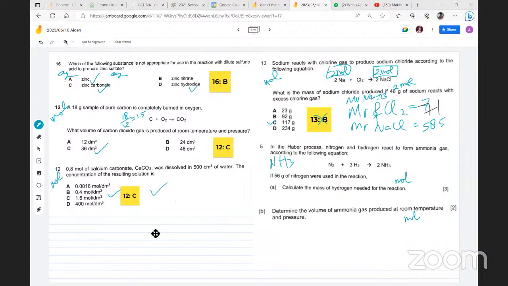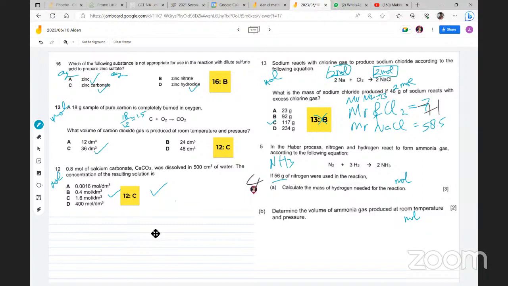Right. Now, Aiden, are you currently stuck with question 5? Yeah. Okay. Now, they keep giving you mole, right? They give you gram, they give you volume, they give you all those stuff, right? So if they give you 56 gram of nitrogen, it should be almost natural to you right now to go and find the mole first. However, I sense that you have some doubt in that part. Okay. So this one is 4 mole.